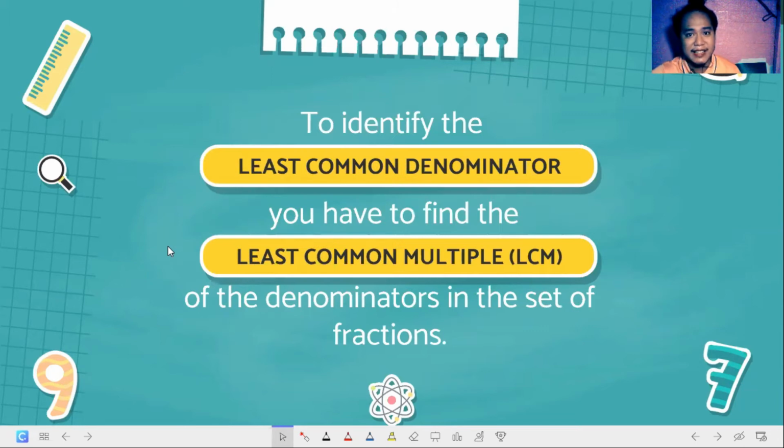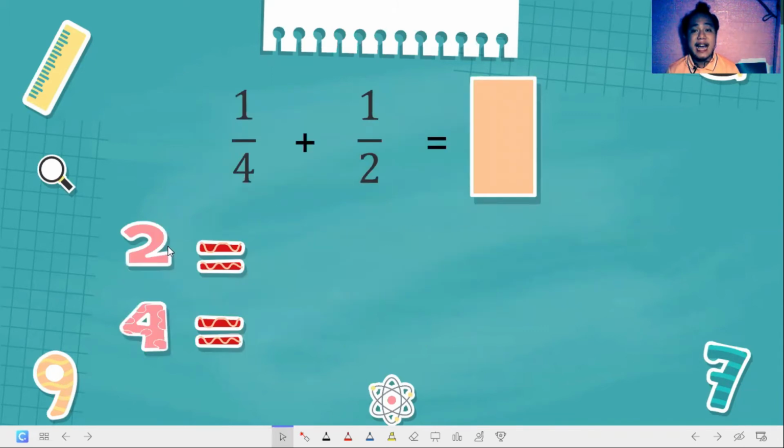So let's try it with our example that we have a while ago, 1/4 plus 1/2. So first, we have to find the LCD. And to find the LCD, we have to get the what? We have to get the least common multiple of the denominators.